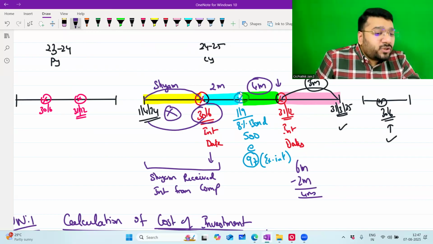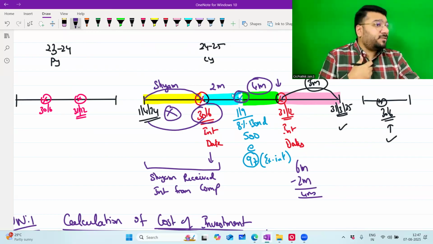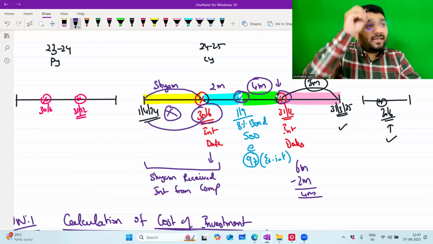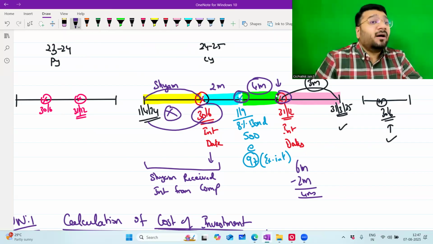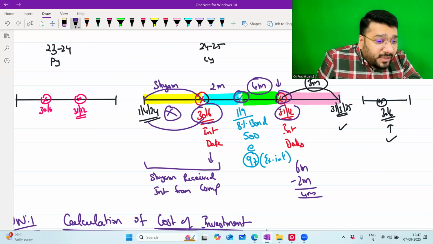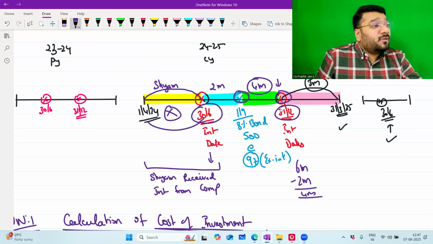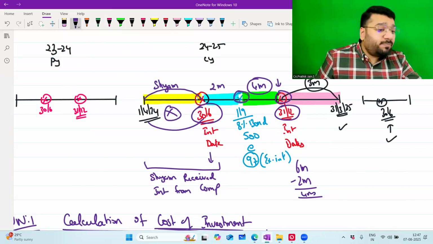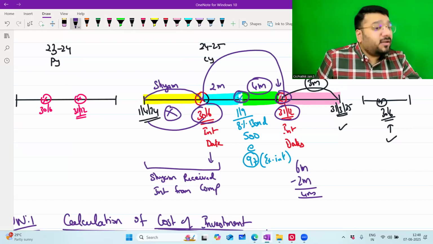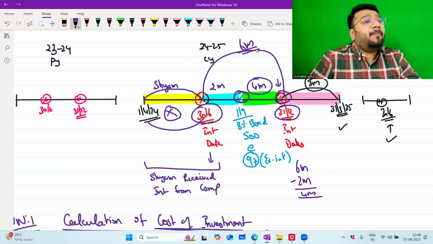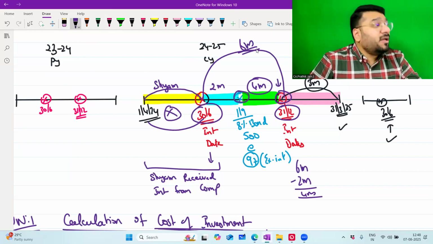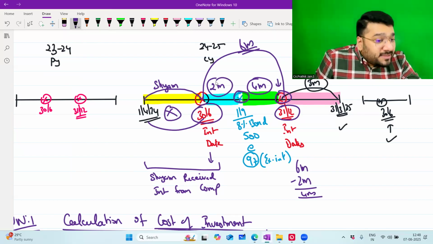After 30 June, on 1 September, Ram purchased. After that, on 31 December, whose name is reflected in the register? Ram. So Ram will get the interest on 31/12. From what date to what date? Interest is always calculated from one interest date to another. The previous interest was paid on 30 June, so from that date to this date, 6 months of interest will be paid by the company to Ram. Ram will get 6 months of interest, but actually he is eligible to earn only 4 months. So 2 months of interest has to be paid.